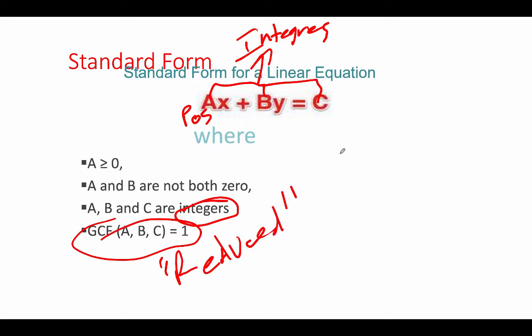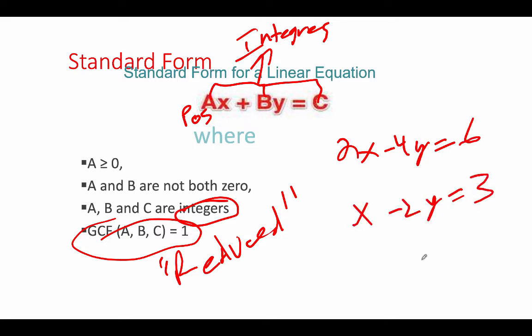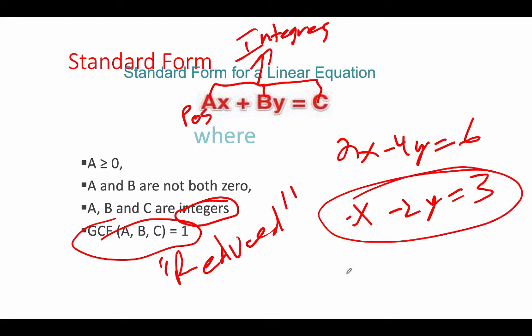So you can't have 2x minus 4y equals 6. They're all divisible by 2, which could be simplified to that guy. That's standard form. A is 1, a positive integer. B is negative 2, that's fine. It's an integer. C is 3.